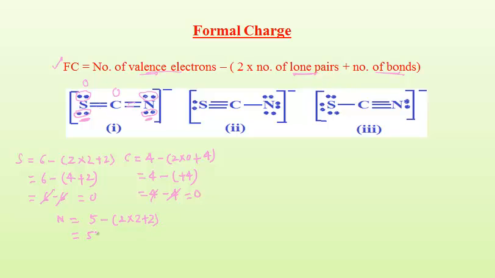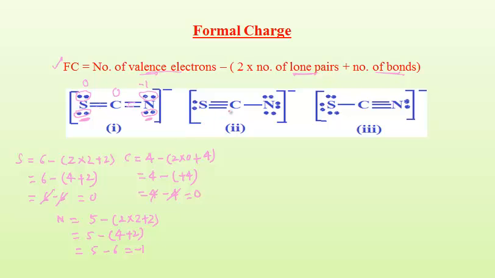Now we do the calculation. 5 minus 2 times 2 is 4, and plus 2, and here we get 5 minus 4 plus 2 is equal to 6. Here we get minus 1. Well, the formal charge over this nitrogen atom is minus 1.